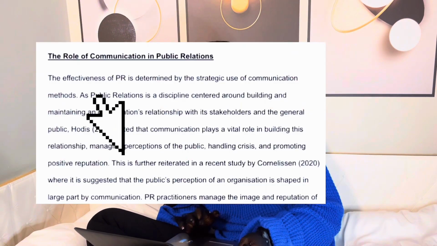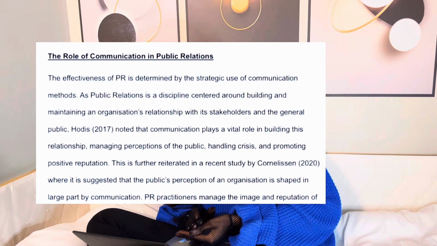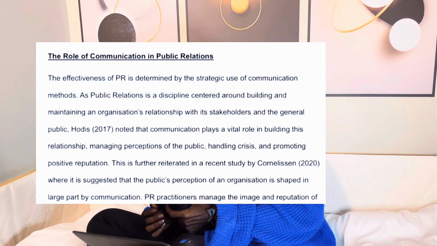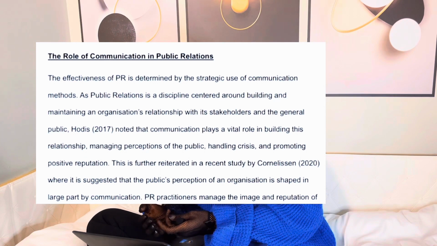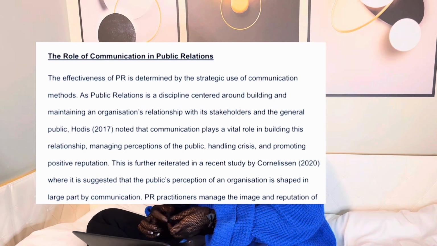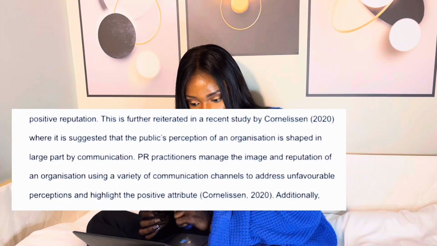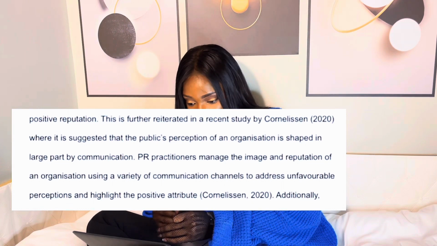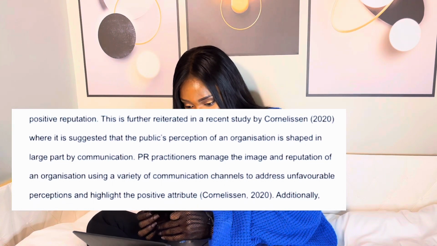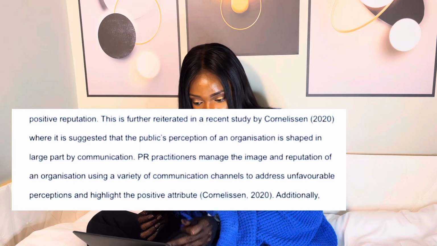The next thing I did was to write another evidence from another author. This is why you need to see so many academic sources. They need to see that you did your research. So I'm saying, this is further reiterated in a recent study by Cornelissen, 2020, where it is suggested that the public's perception of an organization is shaped in large part by communication. Now I'm going to explain what Cornelissen says. PR practitioners manage the image and reputation of an organization using a variety of communication channels to address unfavorable perceptions and highlight the positive attributes.